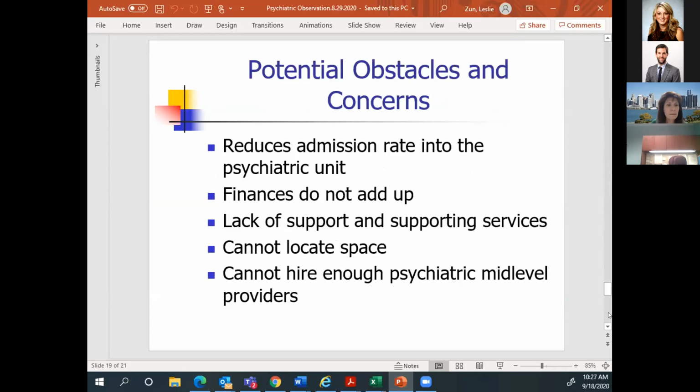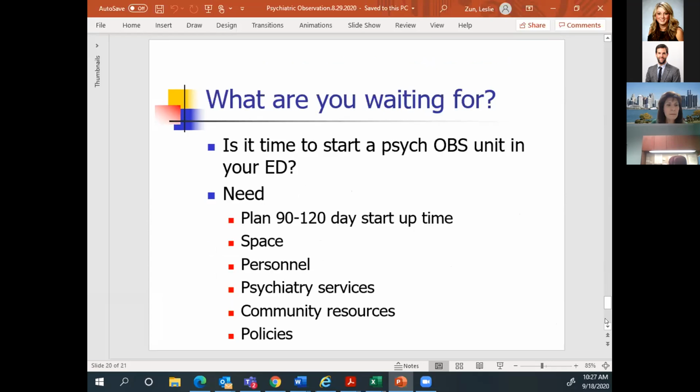So, potential obstacles. Remember, you're stealing from Peter to pay Paul. So if you have an inpatient psych unit that's not staying full, then maybe this isn't the best option for you. When you look at the finances, it's really going to be based on what your reimbursement is, primarily from Medicaid. You need to know if you have support services available. You need psychiatrists and mid-level psychiatric providers. So if they are available in your community, then you can think about it. If they're not available, then it's really quite a concern.